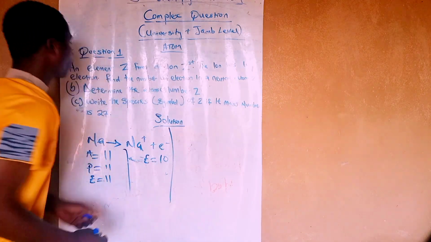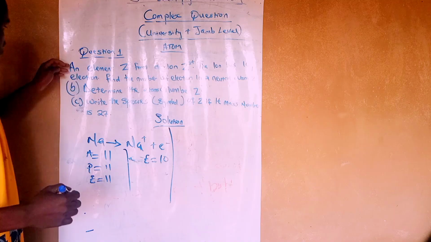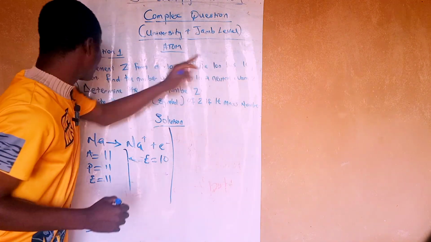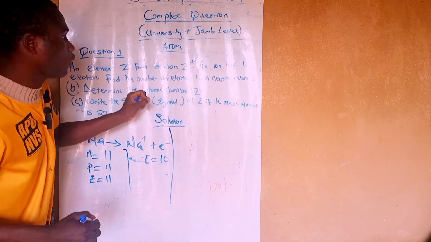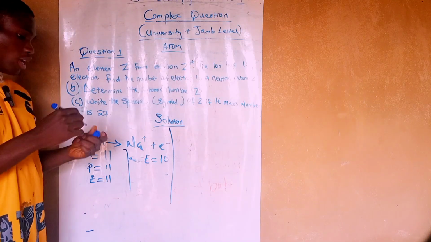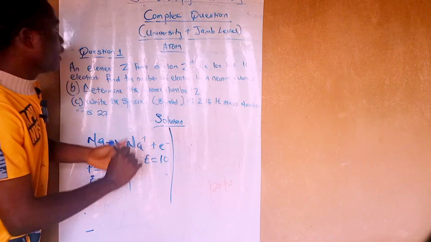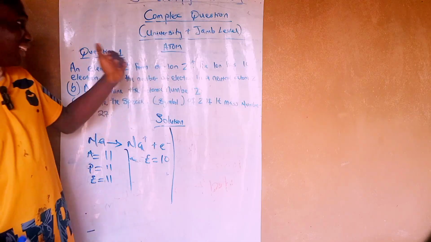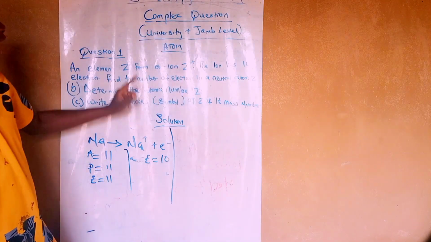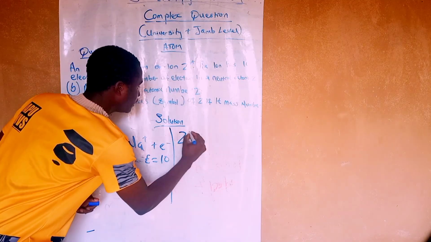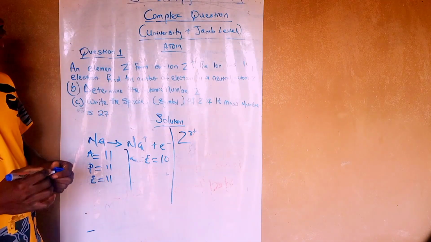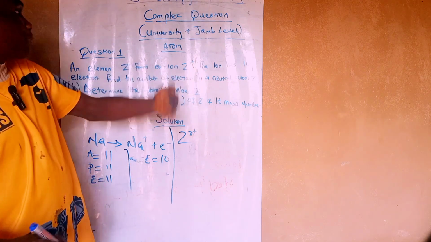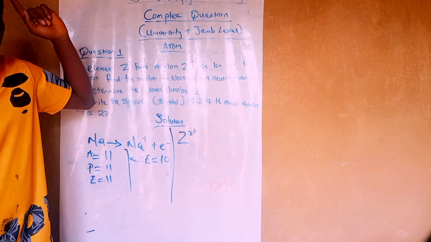So let's now solve our question. An element Z forms an anion Z^3+, and the anion has 10 electrons. Find the number of electrons in a neutral atom Z. So in a neutral atom Z, when the atom forms an anion, it loses 3 electrons. That's why the anion becomes Z^3+. But when it becomes an anion, it has 10 electrons, isn't it?